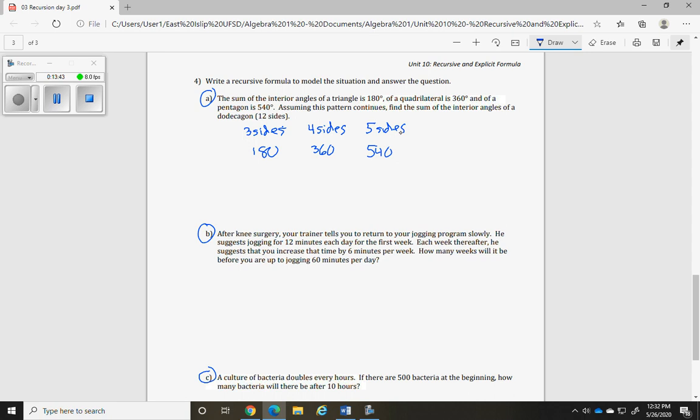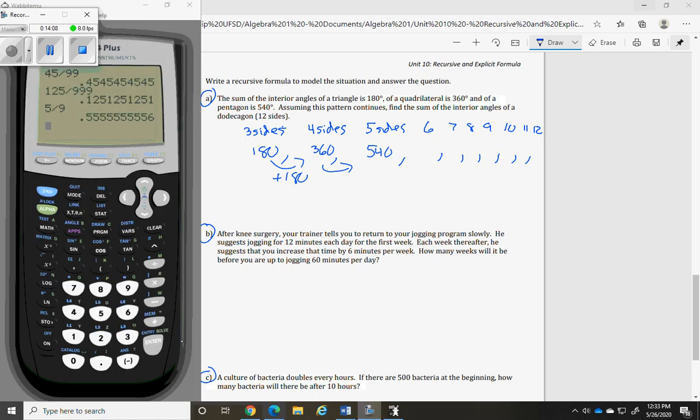Okay, so that's 12 sides. So 5 sides, I have to figure out 6, 7, 8, 9, 10, 11, and 12. And I can tell that each time we're adding on 180. So you easily can just pick up your calculator and keep on adding on 180 each time. You can start from the beginning, it's not necessary, but it's kind of like a check for yourself, right? Am I adding on 180?